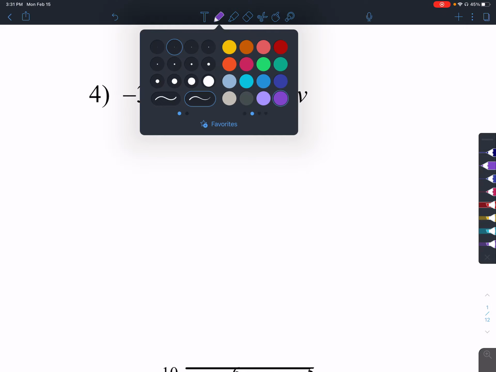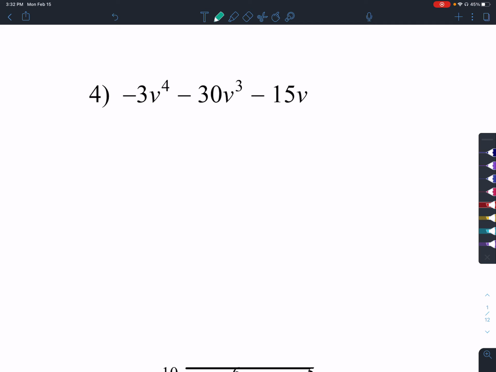What color do I want to do? Let's use this one, it's pretty. So here we have 3, 30, 15. We have a common factor of 3, but not only 3, negative, negative, and negative. They all have a negative in common, which means that I can factor out a -3 from each of these terms. And now looking at the variables, we have v to the 4, v to the 3, and v to the 1. So the highest one that's common to all of them is just 1v.